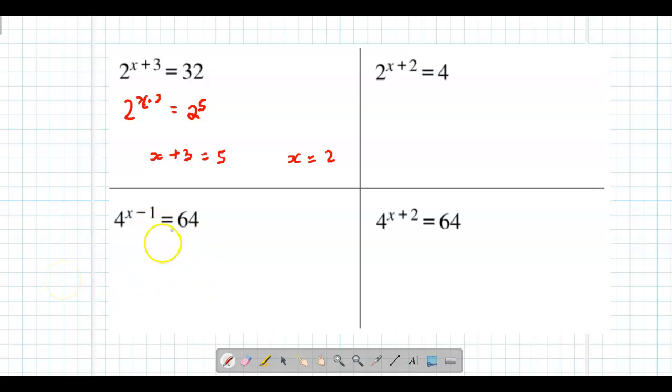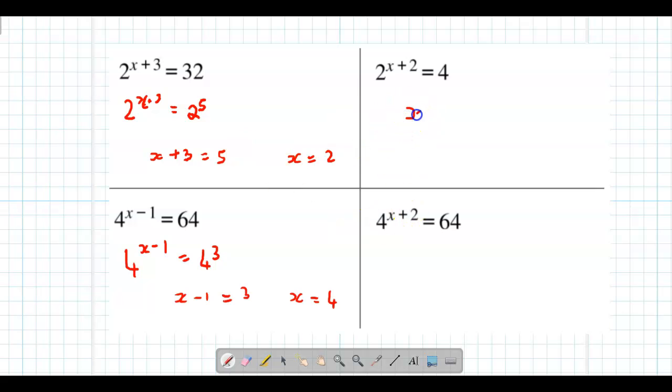So on this one here, I can write 4 to the power of x minus 1. And I can write 64 as 4 to the power of 3. So x minus 1 equals 3. And it becomes that equation now. And x must be 4. If you want to pause and try these two, and afterwards I'll give you the answers.